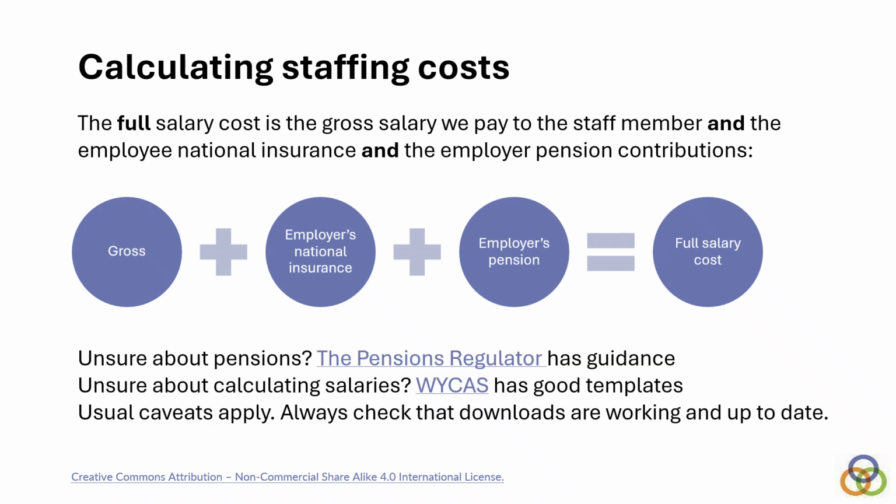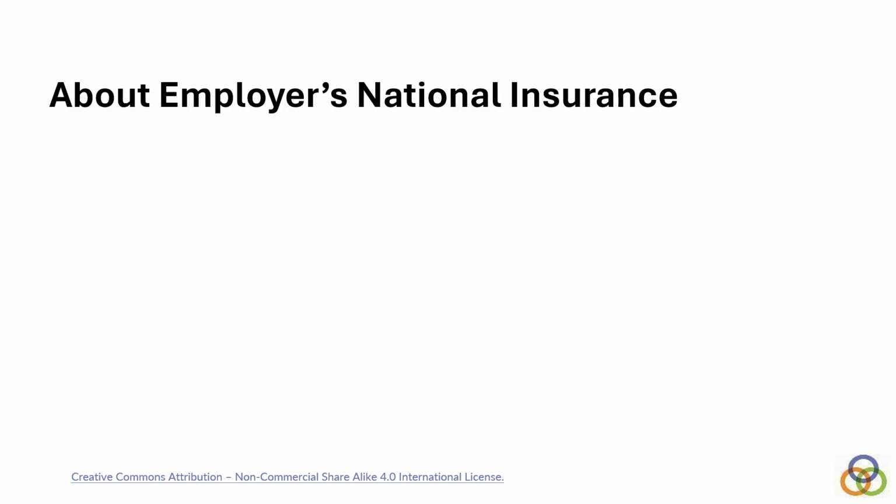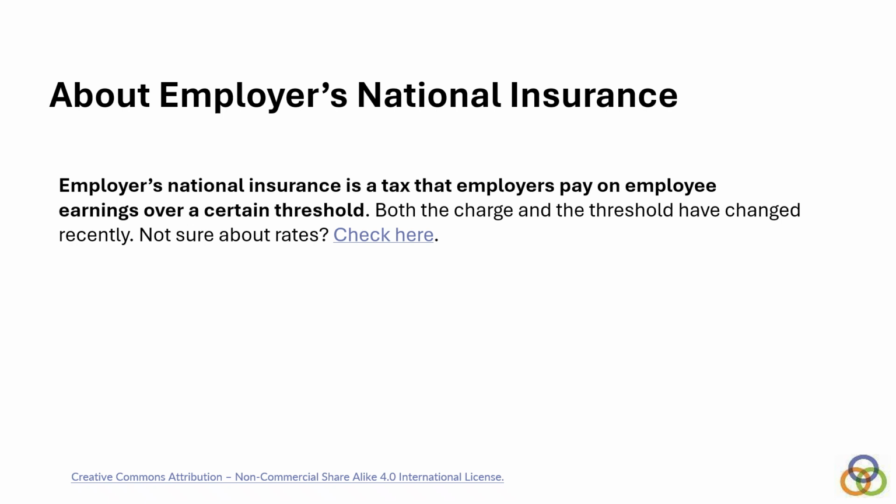And if you're not sure about pensions, visit the regulator. If you're not sure about salaries, WICAS, West Yorkshire Community Accounting Service, is a good salary template. And, you know, formulas get corrupted in uploads and downloads. Just check them. And that goes for any spreadsheet that you download from our site or anywhere else. And so the employer's national insurance, it's a tax that employers pay on employee earnings over a certain threshold. And both the charge and the threshold have changed recently.